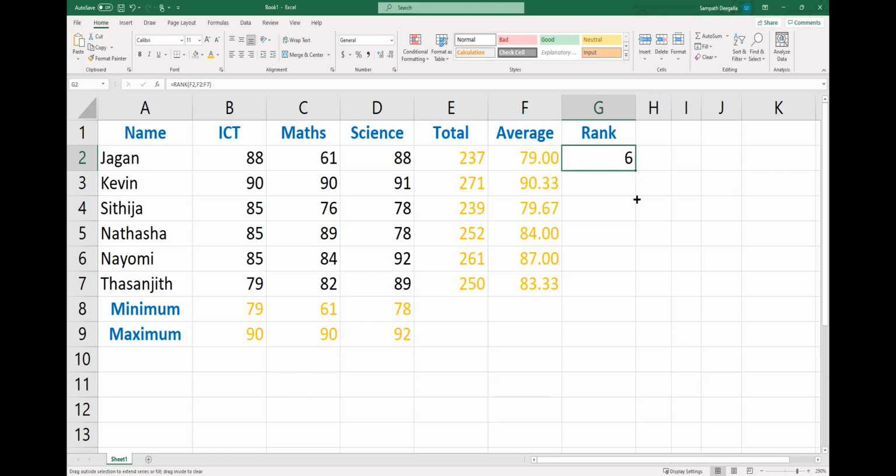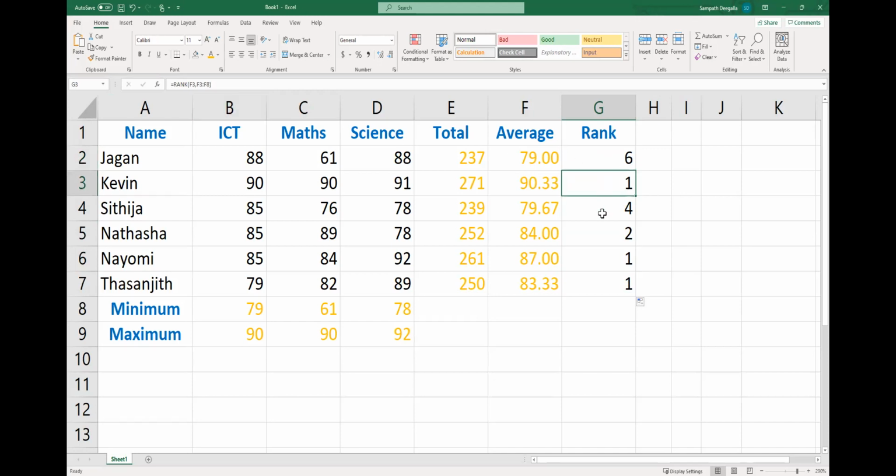Now let me copy. Okay, now there's an issue. It says Kevin is number 1 and also Naomi and Sachin are number 1. Okay, something has gone wrong. If you look at this, the number is F2 and the range is F2 to F7. Here it's F3, but the range has changed to F3 to F8. Now we have to fix it.